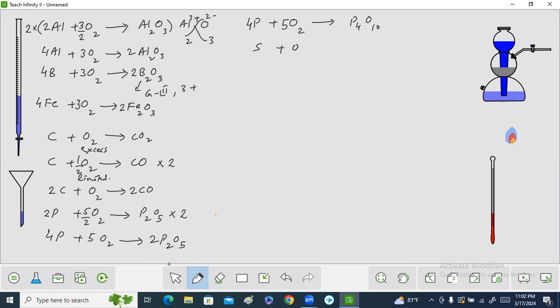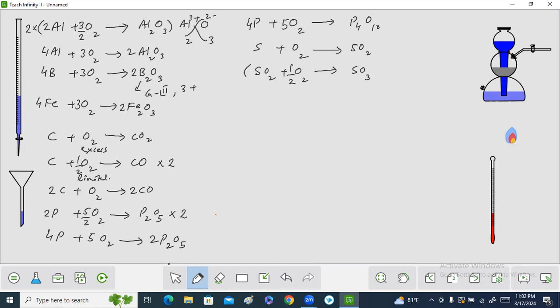Sulfur can also react with the oxygen to form sulfur dioxide. This is already balanced, and sulfur dioxide is the main component of the acid rain. Sulfur dioxide can react with the more oxygen to make sulfur trioxide. Now there is one sulfur on both sides, 4 oxygen on the left hand side, 3 oxygen on the right hand side. So if we want to make it 3, we can write 1 by 2. So 1 by 2 times 2 is 1 plus 2, 3.